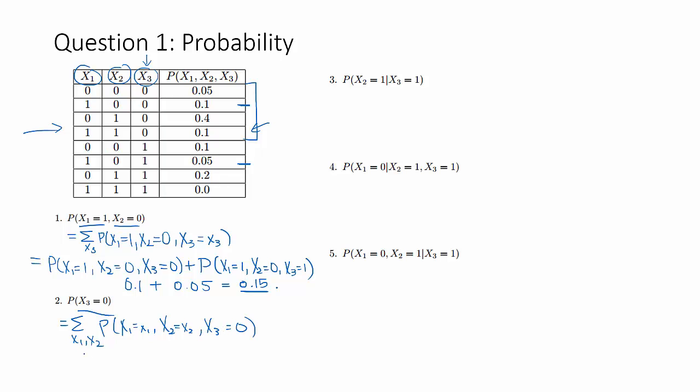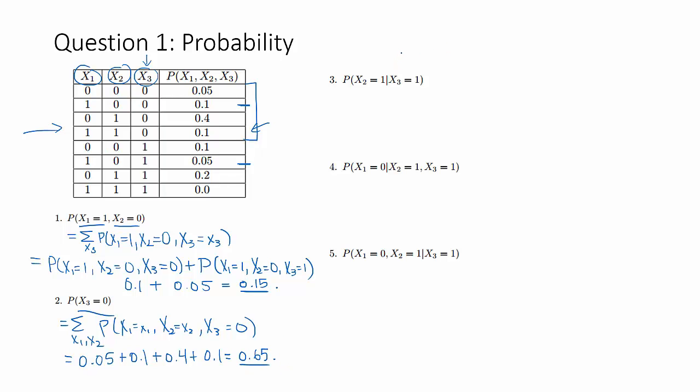This sum has 4 terms, one for each of the instantiations of x1 and x2, and so we take the sum over the first 4 entries here, which are 0.05 plus 0.1 plus 0.4 plus 0.1. Adding this up, we get 0.65.